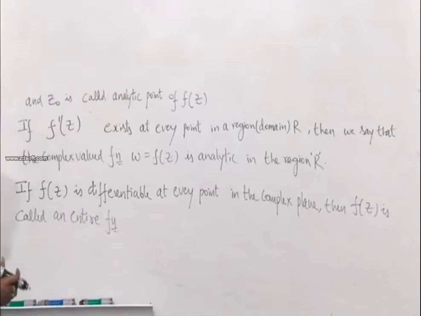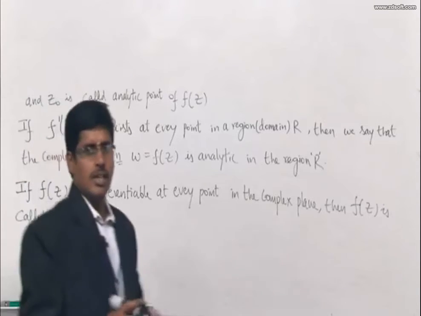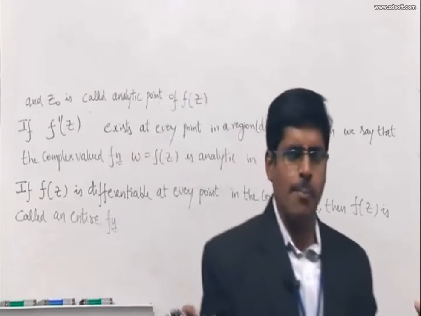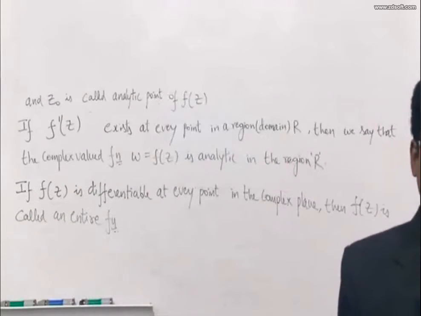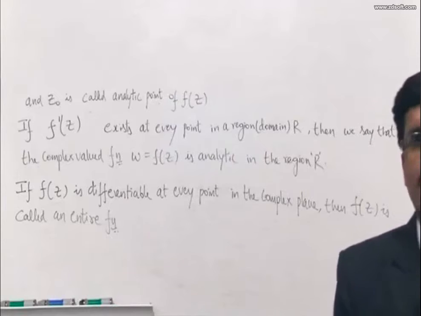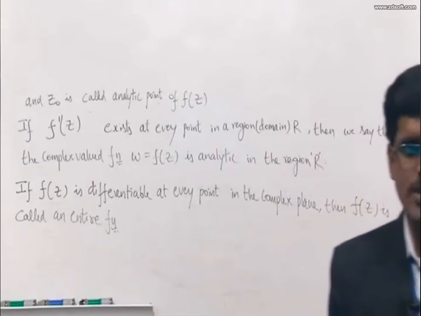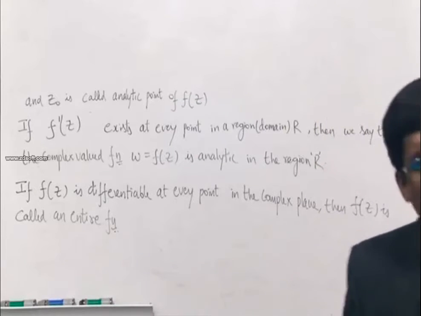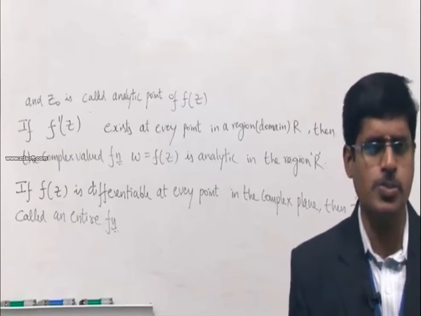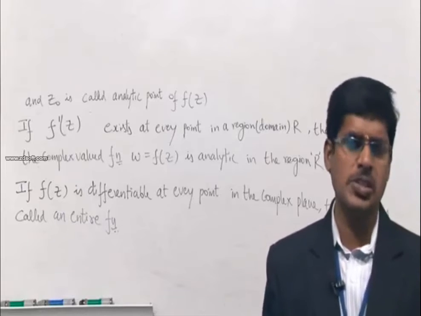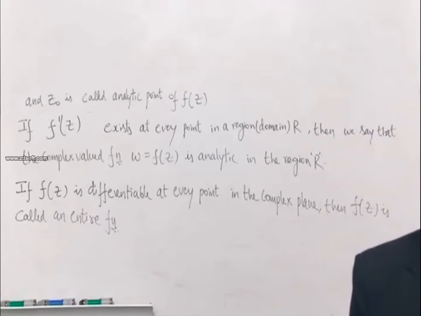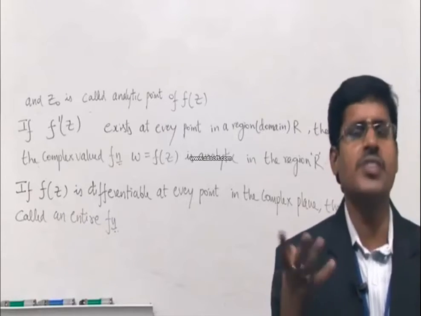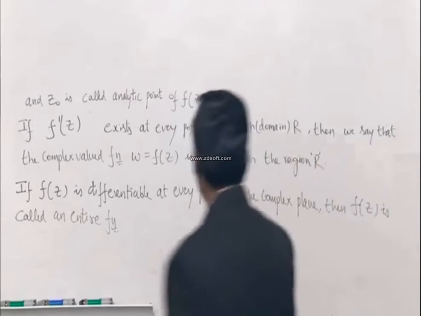Now what is again a small difference in this definition? Throughout the complex plane, at every complex number, f dash z exists. That is called f of z is differentiable at every point in the complex plane. Then such a function is called an entire function. The name itself is entire. Such standard functions, what are they? sin z, everywhere differentiable. cos z, everywhere differentiable. e power z, exponential z, everywhere differentiable. Polynomial function, everywhere differentiable. Constant function, everywhere differentiable.